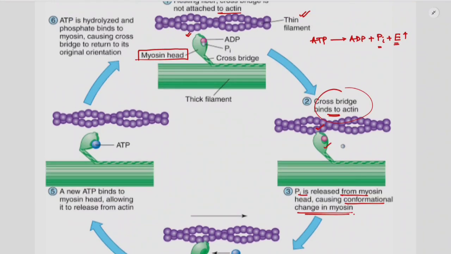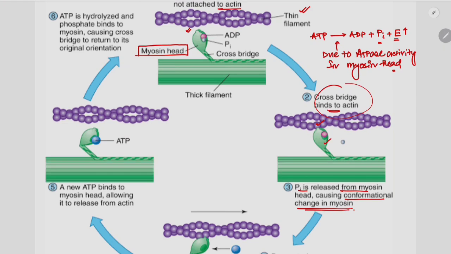Firstly, we have to understand that ATP is breaking down into ADP plus inorganic phosphate due to ATPase activity in the myosin head. Right. So due to ATPase activity in the myosin head, ATP is breaking into ADP plus inorganic phosphate and some energy is produced. Then the cross bridge binds to actin. Cross bridge means the myosin head which binds to the myosin binding site of the actin, and inorganic phosphate is released from the myosin head, causing conformational change in myosin.